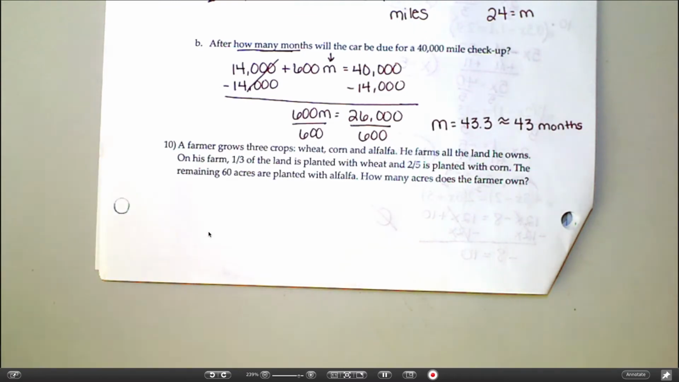He farms all of the land that he owns. That's just to make sure there's not any land that doesn't have crops on it. 1/3 of his land is planted with wheat, 2/5 is planted with corn, and then there are 60 acres left over planted with alfalfa. We want to know how many acres the farmer owns total.